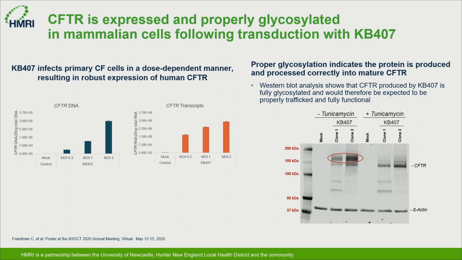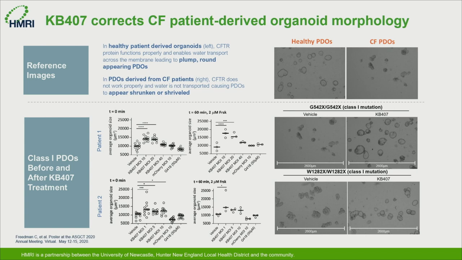And we can demonstrate in mammalian cells that there is at least full genetic, fully glycosylated gene transfer into those cells. You can see the presence of CFTR DNA being delivered, but most importantly, you can see the fully glycosylated protein present on Western blots. And when you apply this to a swelling organoid model, you can also see significant improvement.